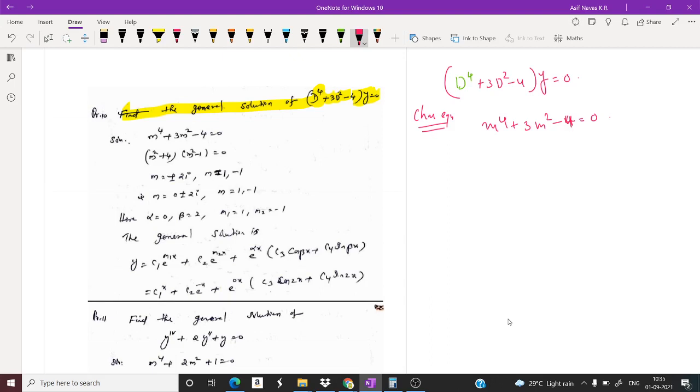But m raised to 4 and m square. So I'm just taking m square is equal to k. When we substitute, we will get a quadratic equation. So this will become k square plus 3k minus 4 equal to 0. Okay, so what are the roots? What is k? The values are 1 and minus 4. So that means m square is equal to 1 and m square is equal to minus 4.